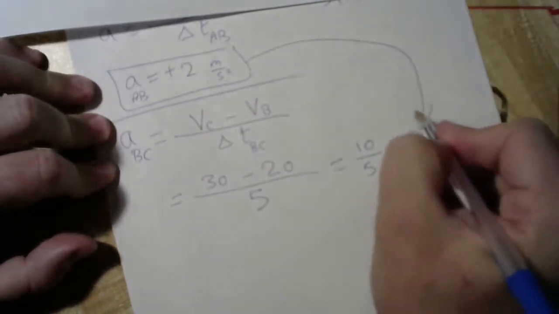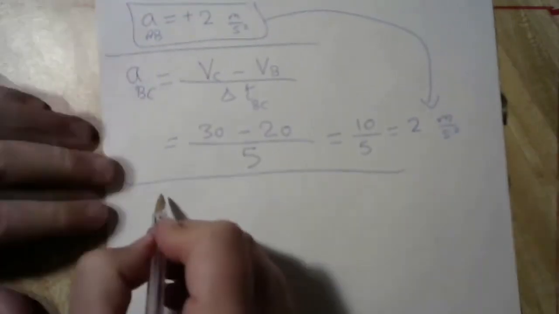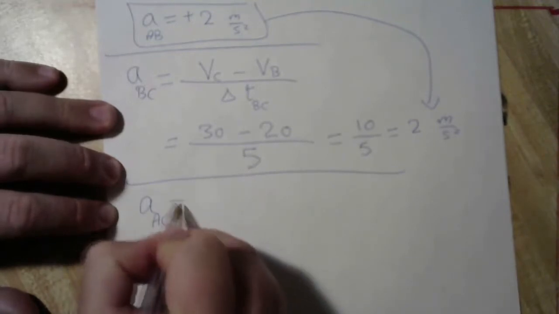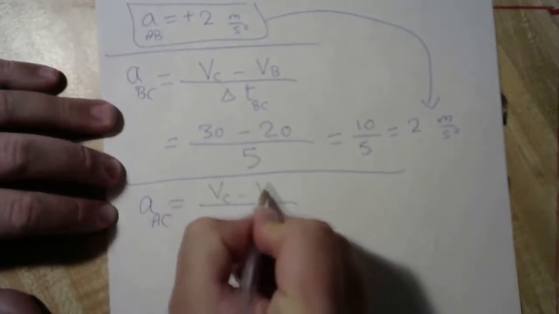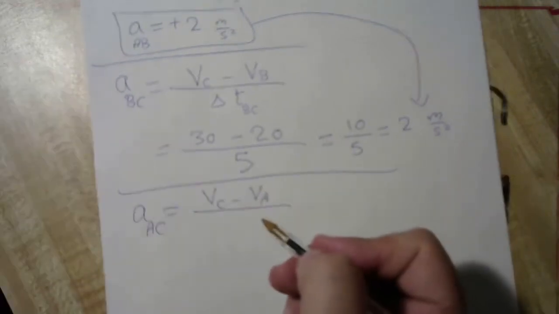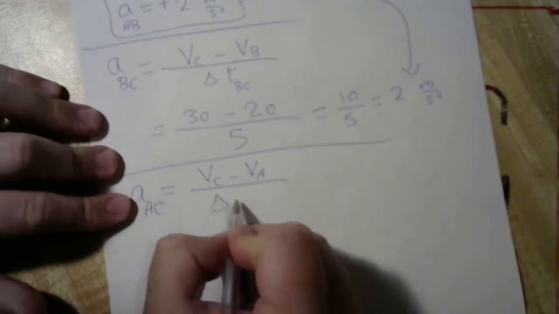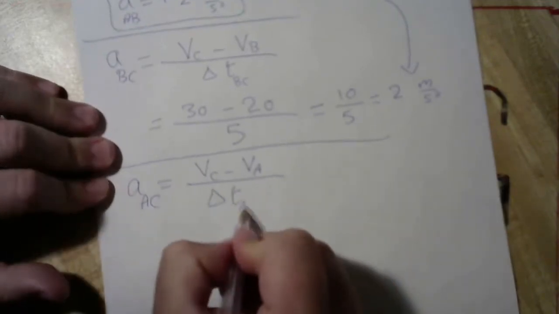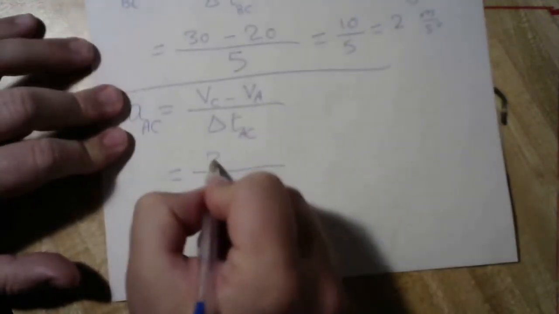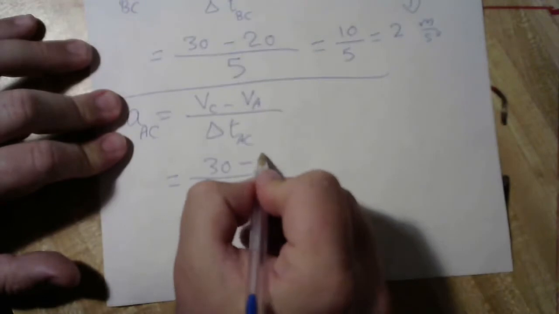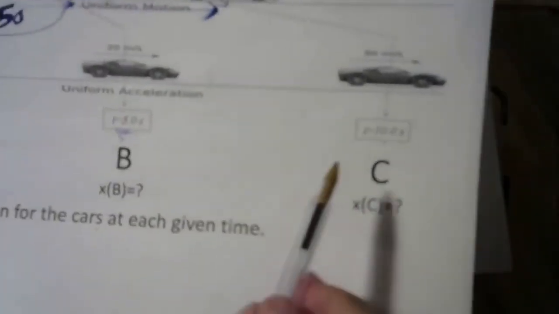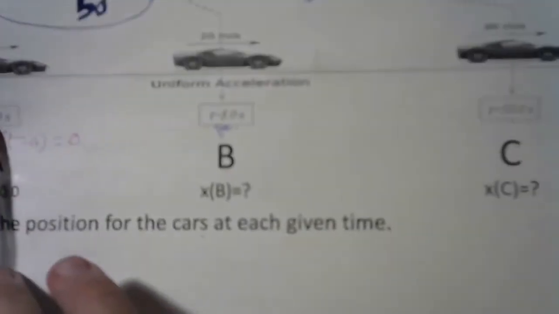which is the same. Now what if I need to compute the average acceleration between A and C? It will be equal to VC minus VA, just like that. I choose the initial and the final points, over the change in time or the time period between A and C. This is equal to the velocity at C, which is 30, minus the velocity at A, which is 10, over the time period between A and C, which is 10 seconds minus 0, which is 10 seconds.